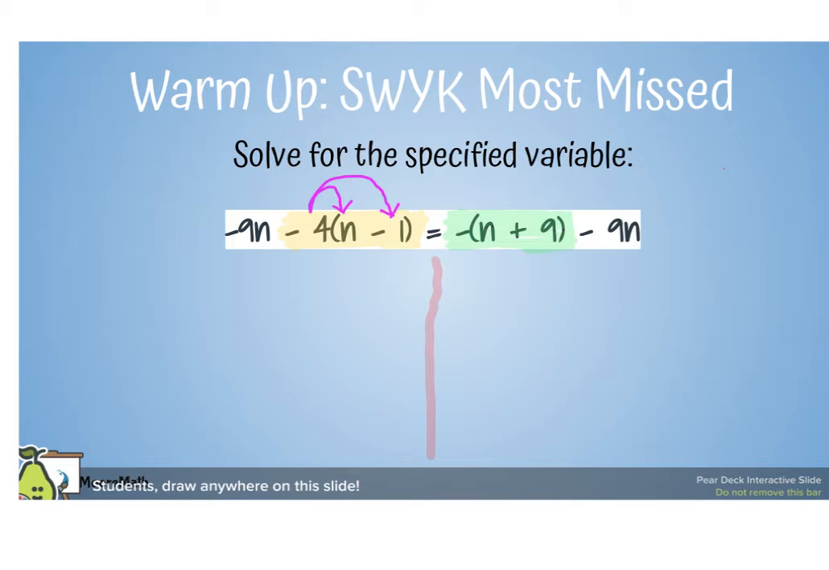So -4 times +n, that's going to give me -4n. -4 times -1, that's a +4, because remember, a negative times a negative gives me a positive.